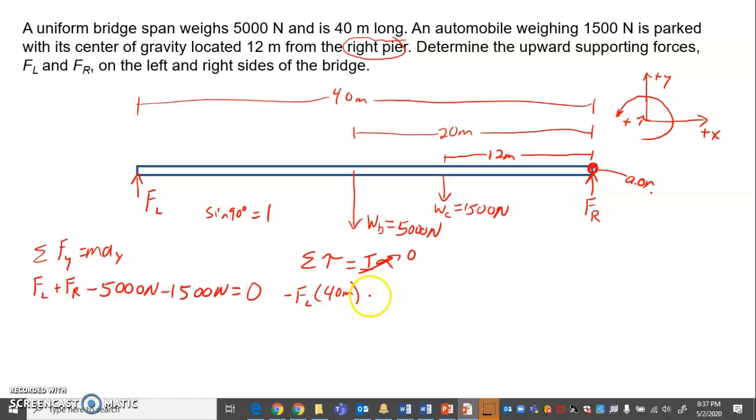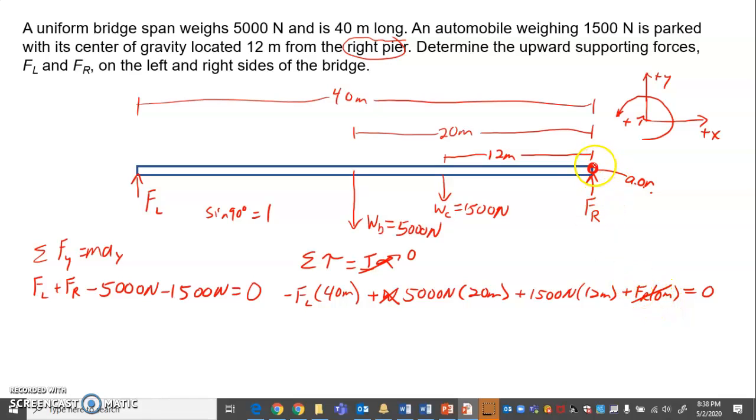All right, what else? Well, then we've got the weight of the bridge, which I'm going to write as 5,000 newtons times 20 meters. And that's acting in the positive direction. The 1,500 newtons from the car, that's 12 meters away. That's also acting in the positive direction. And then plus FR, that's 0 meters away. So it's not creating any torque whatsoever. And we say that's equal to 0. So FR times 0, that means that's not in the equation anymore.